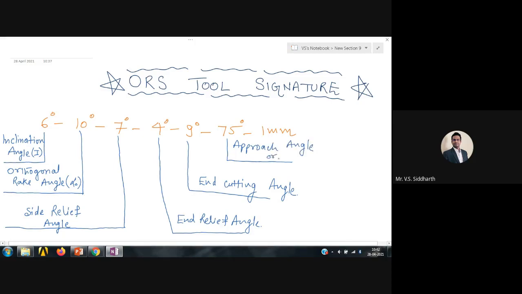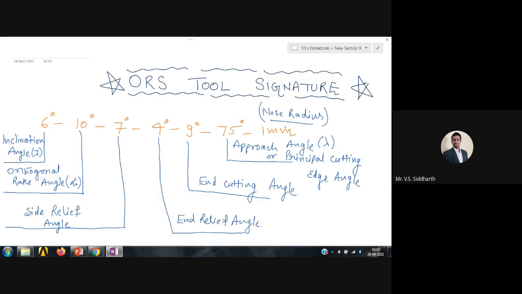or principal cutting edge angle, and it is represented by lambda, and this one is nose radius. Nose radius could be taken either in inches or in mm. Okay, not an issue.